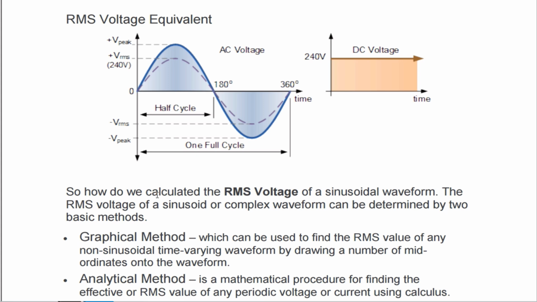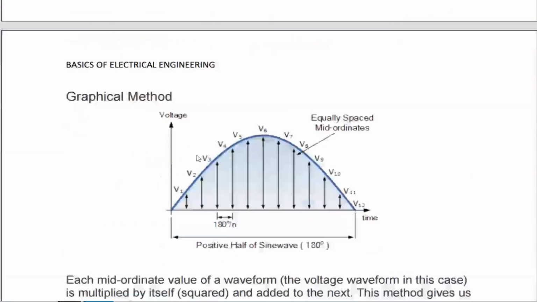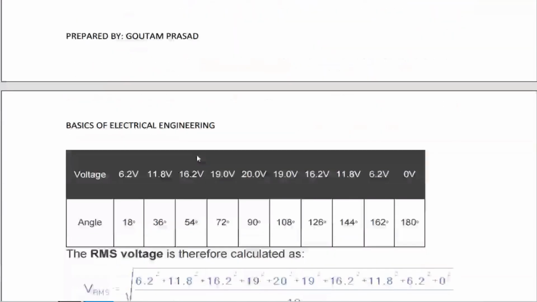So RMS value is a value that is lesser than the peak value. It stands below, as you have been shown by the dotted line here in the picture, and this dotted line of the sine wave shows you the RMS value of the voltage. So RMS value is also known as the DC equivalent of the AC.